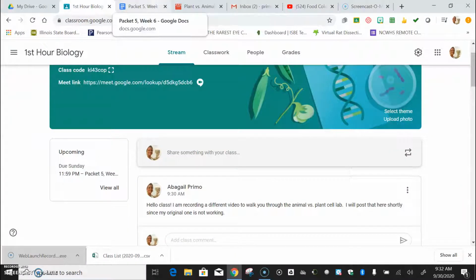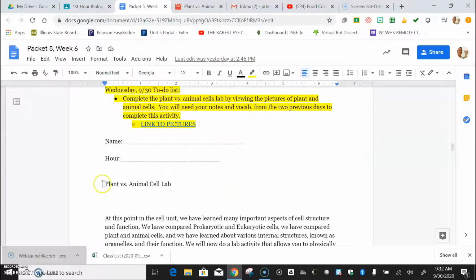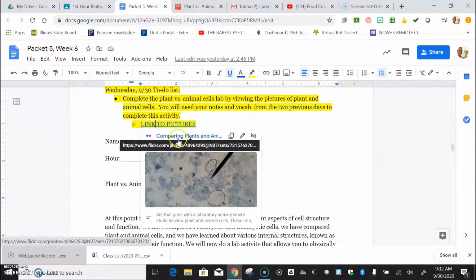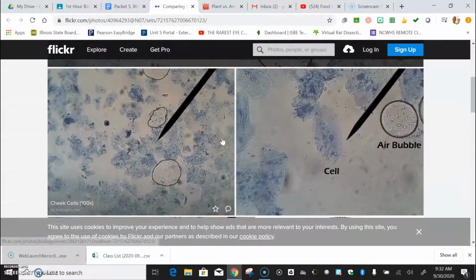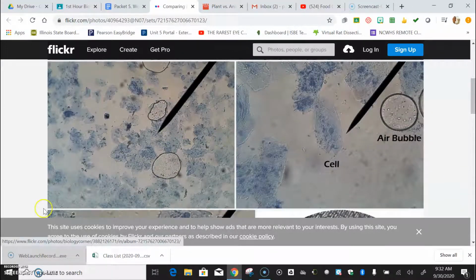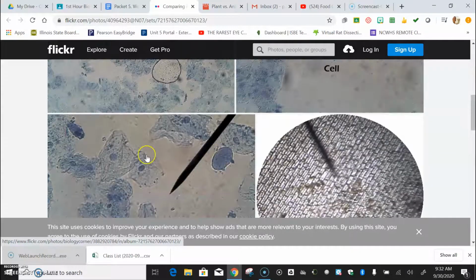Alright, since my first video did not work, if you go into Packet 5, Week 6, and you click on Link to Pictures, first of all, it's going to walk you through the plant versus animal cell lab. Normally what we would do is we would swab our own cheek cells, but we cannot do that right now. So what I did here is I found this online resource where we have human cheek cells right here, so an example of an animal cell.